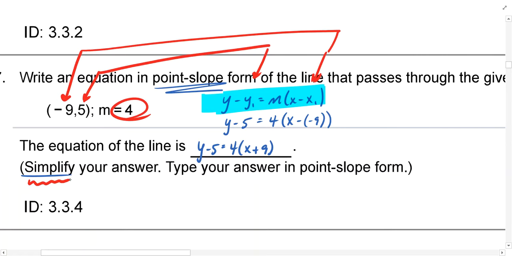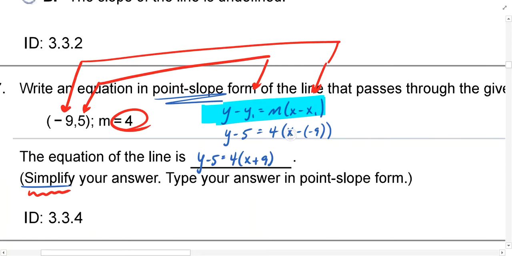So as long as you make your substitutions, you should be in pretty good shape. The instructions did say to simplify, so instead of leaving this as x minus a negative 9, it would be appropriate to report this as y minus 5 equals 4 times x plus 9.